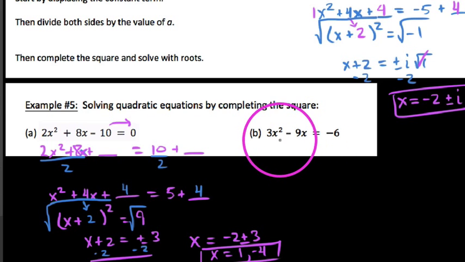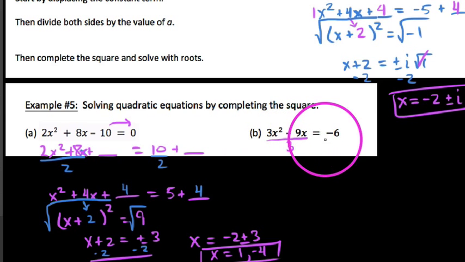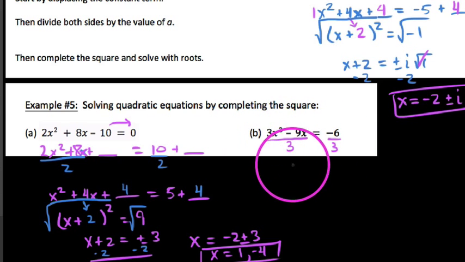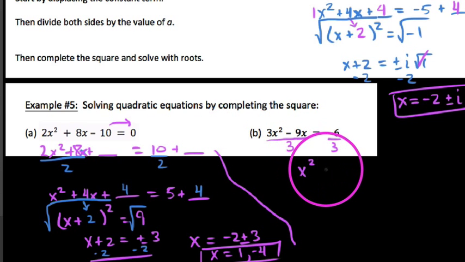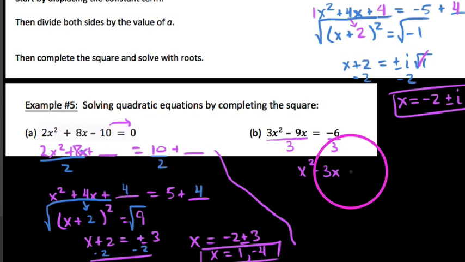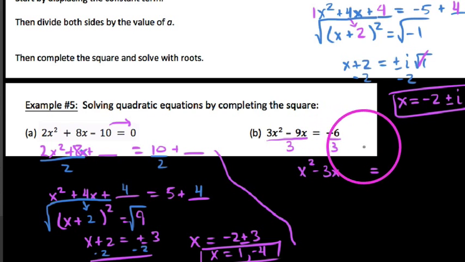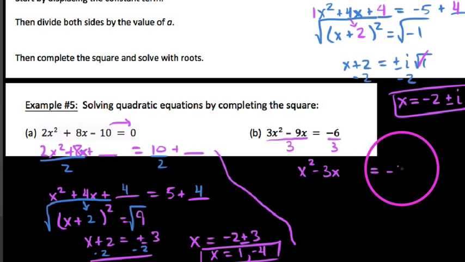Looking at letter B now, I noticed that this is a little bit different. It's not set equal to 0, so our first step of moving that constant to the right side has already been done for us. Because I don't yet have an a value of 1, I'm going to divide everything here by that leading a value. 3 divided by 3 is just 1, so we get x squared, and negative 9 divided by 3 is negative 3x. On the right side, negative 6 divided by positive 3 is negative 2.